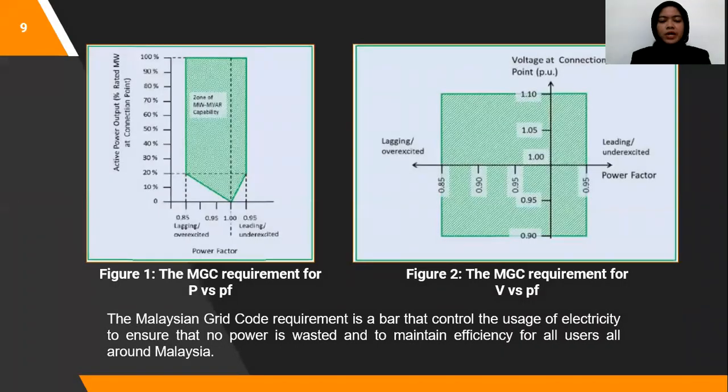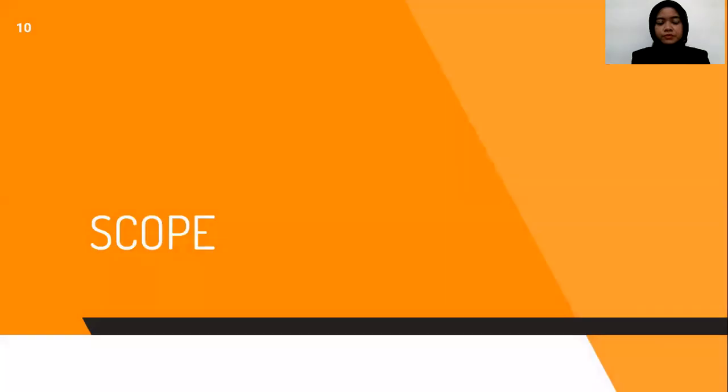The Malaysian Grid Code, MGC. So these are the requirements needed to comply. Figure 1 shows the P versus power factor. Figure 2 shows the voltage versus power factor. The Malaysian Grid Code requirement is a bar that controls the usage of electricity to ensure that no power is wasted and to maintain efficiency for all users all around Malaysia.